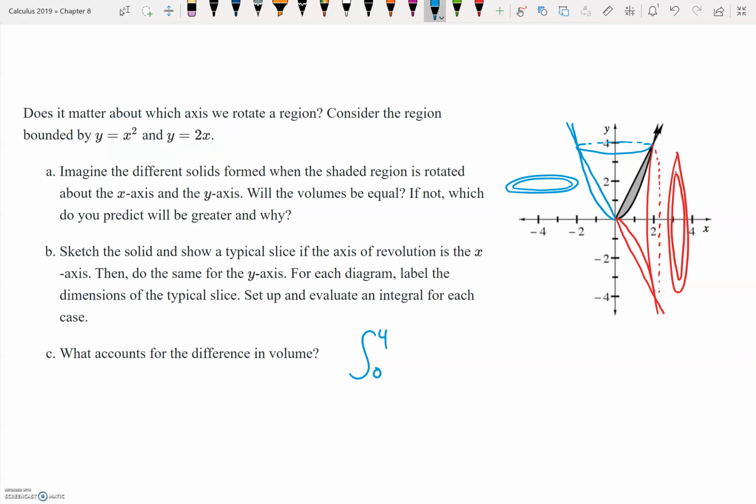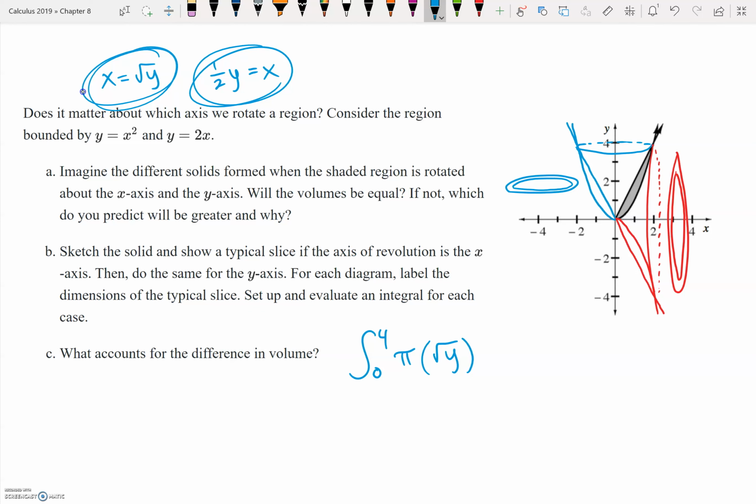So this is going to be x equals the square root of y, just like the previous one, and this is going to be 1/2 y equals x. So when we consider which one we are subtracting from the other, we need to think about which one is on top of the other, when we evaluate from our y-axis going up. And in this case, it is going to be our x squared, or this one. So this is going to be our outside, and we're subtracting this. So we're going to go from pi r squared, where instead of r, that's going to be the square root of y. So square root of y squared.